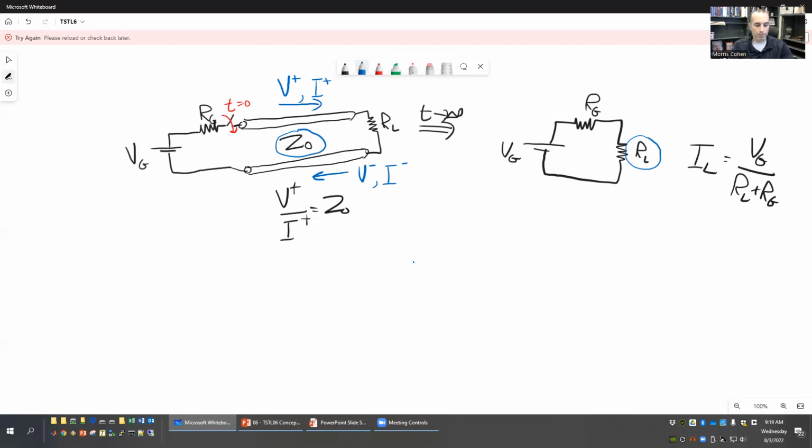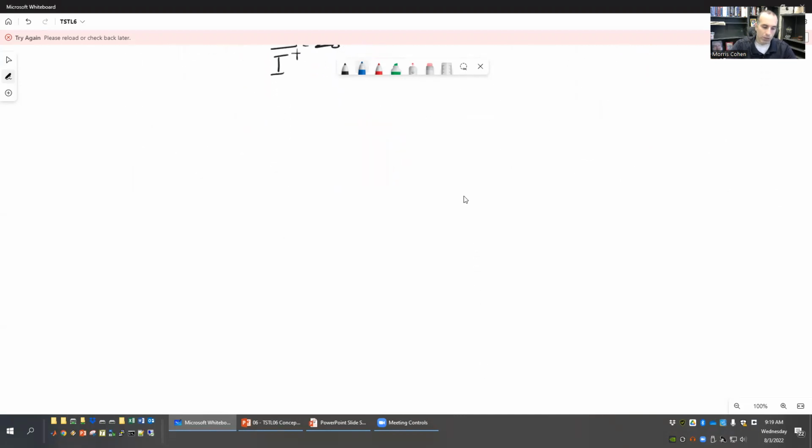voltage to current ratio. Okay, so let's take a look at this from a different perspective, and let's consider how this transmission line would charge up and reach steady state. All right, and let's look at this from the perspective of both voltage and current.